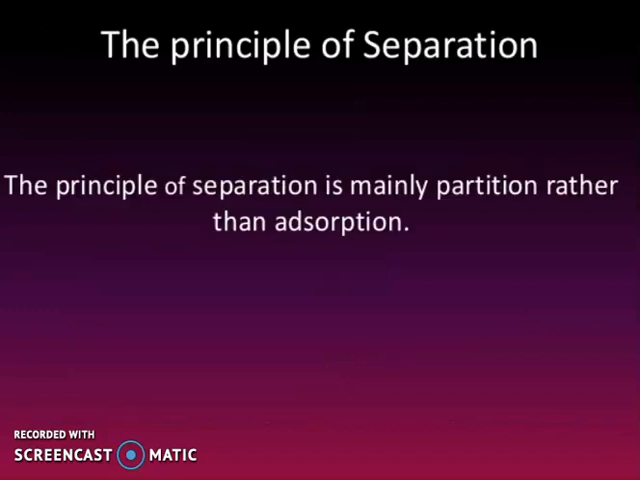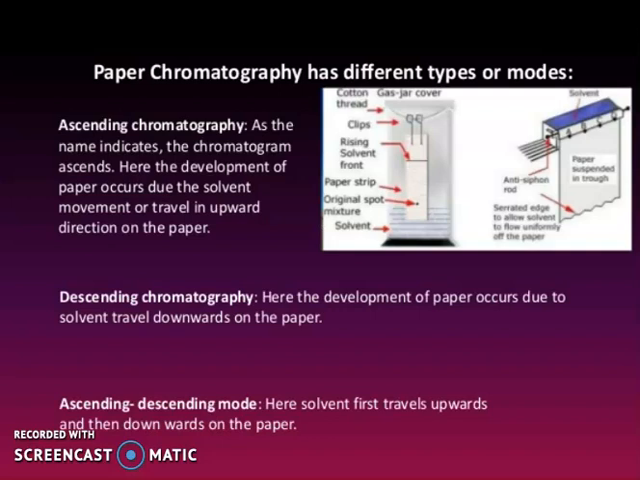So the principle of separation. The principle of separation is mainly partition rather than adsorption. So paper chromatography has different types or modes. Ascending chromatography, as the name indicates, the chromatogram ascends. Here the development of the paper occurs due to the solvent traveling in an upward direction on the paper.